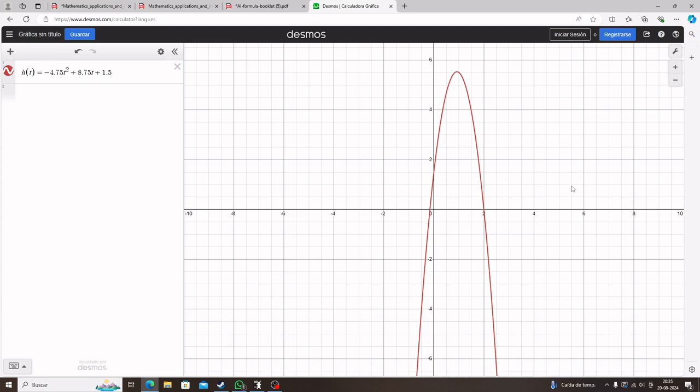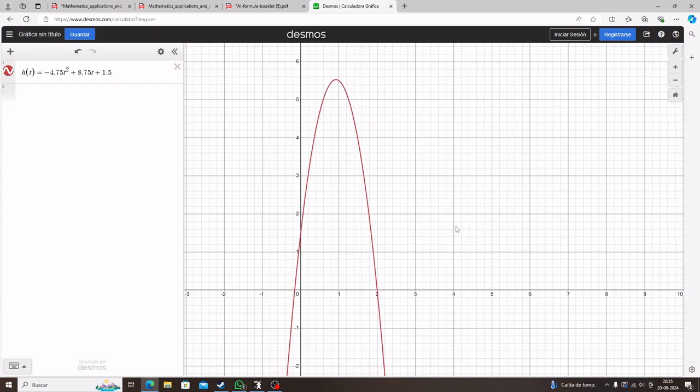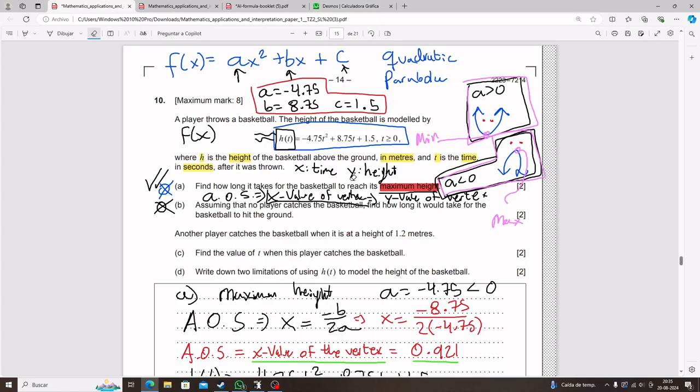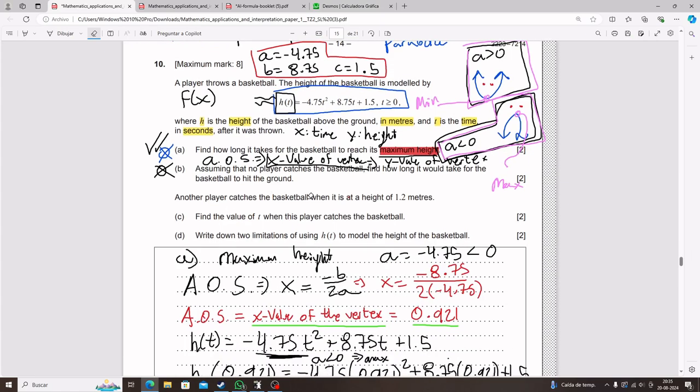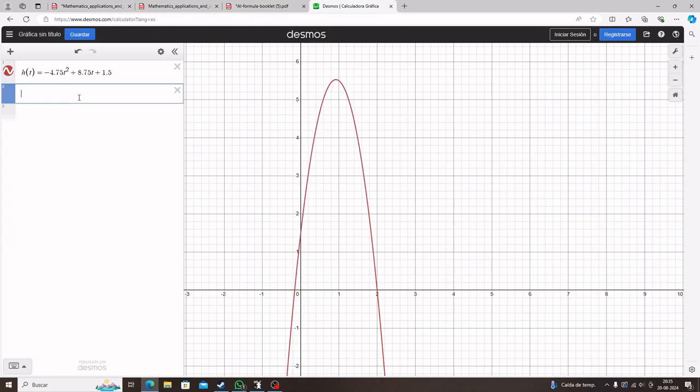See? So x is time, y is height. And for part B, they're asking, assuming that no player catches the basketball, find how long it will take for the basketball to hit what thing? To hit the ground. And so where is the ground in terms of height? Is the ground, you know, like up there? Is the ground here?